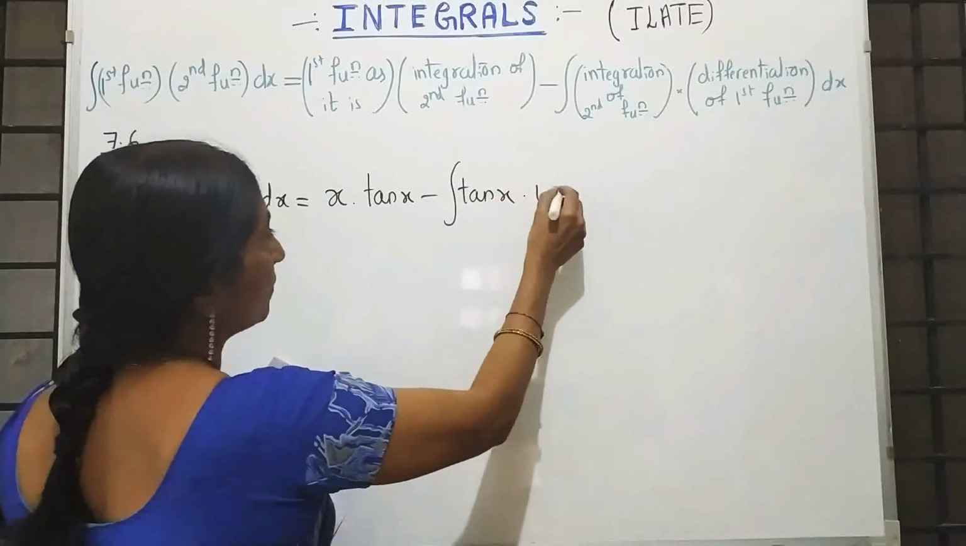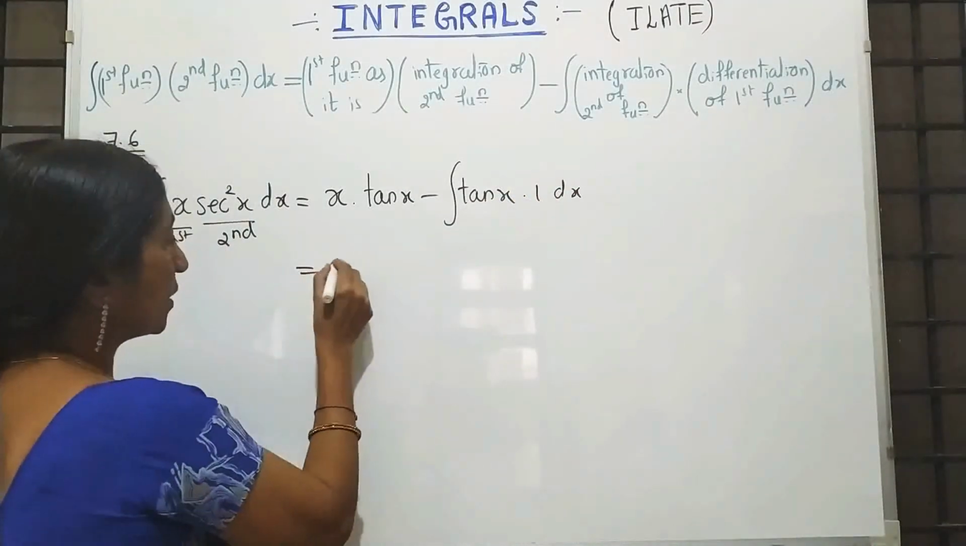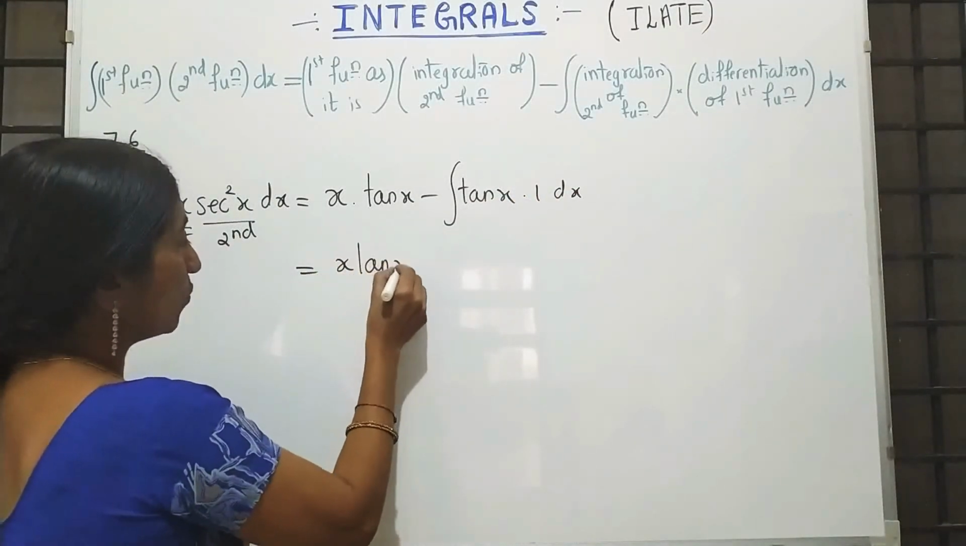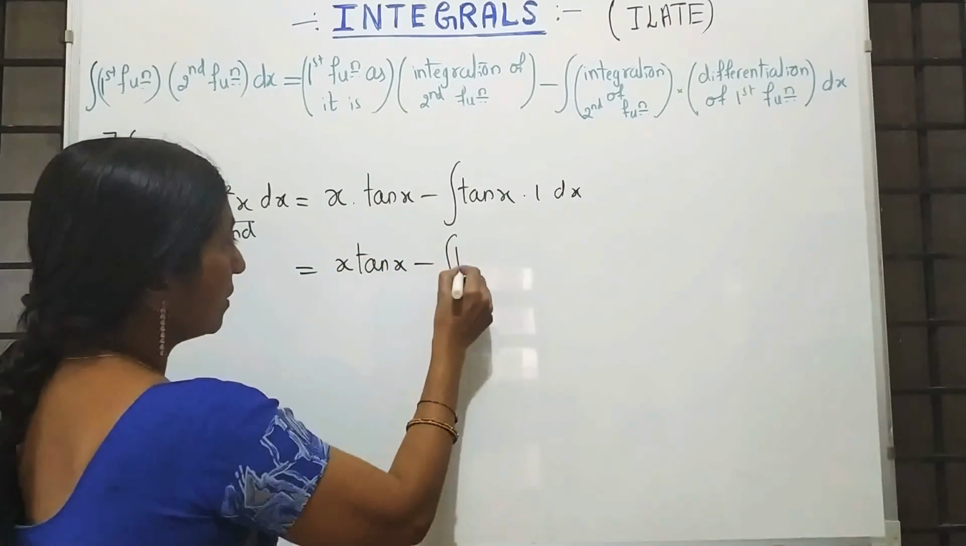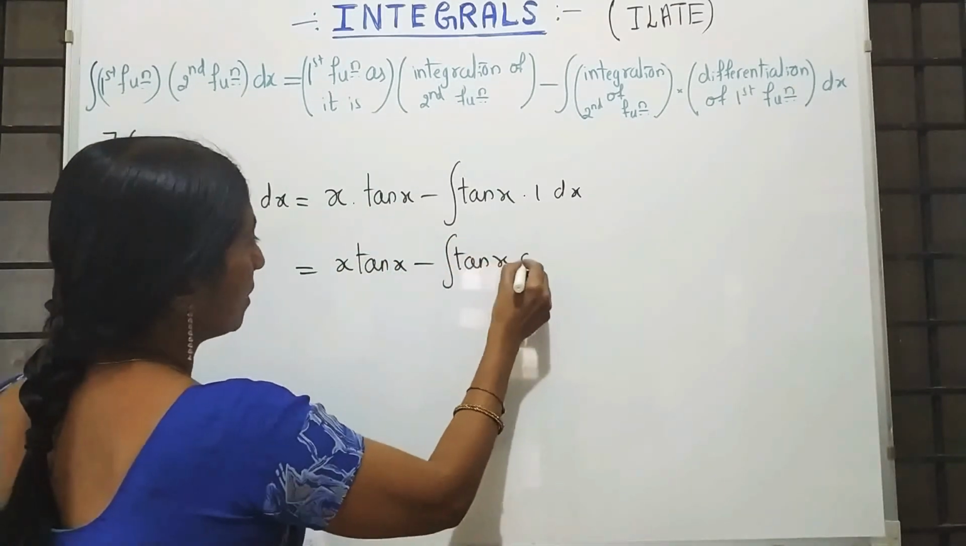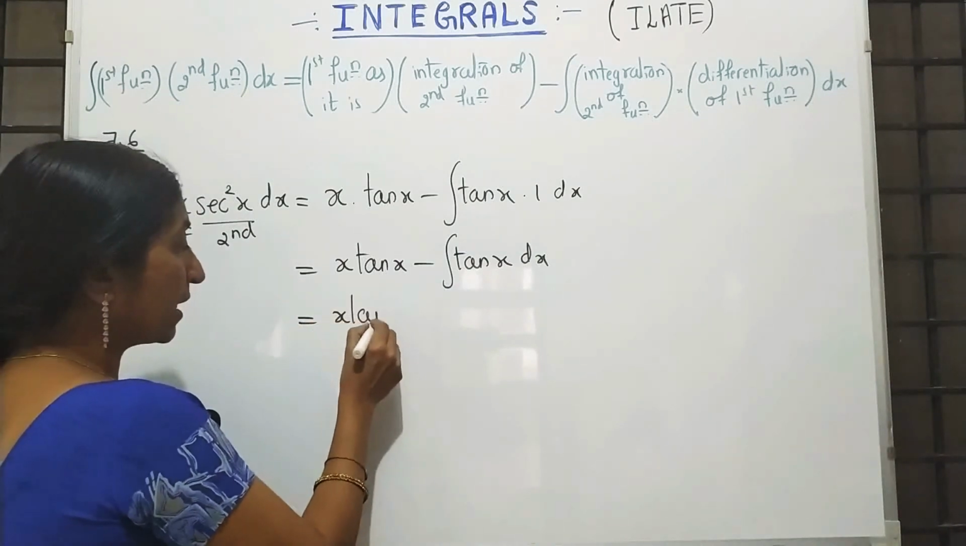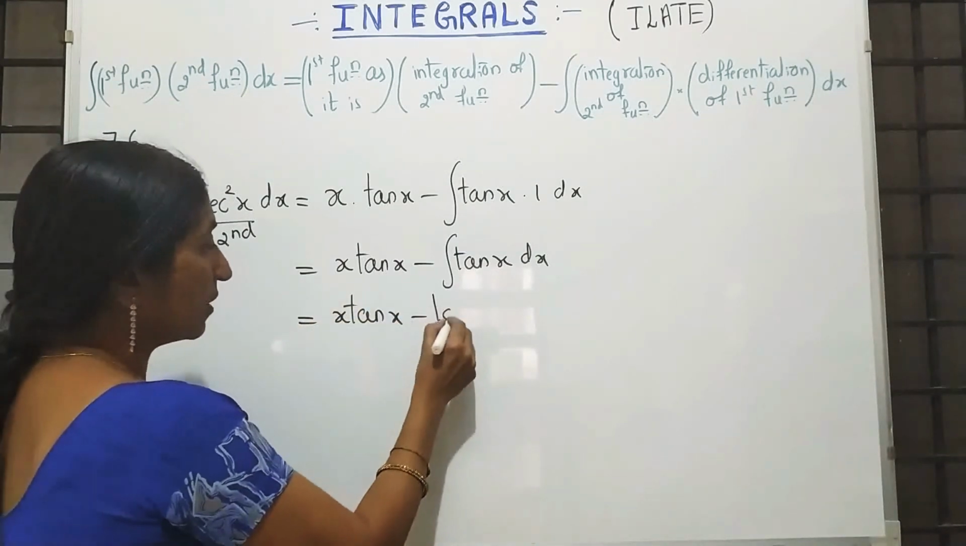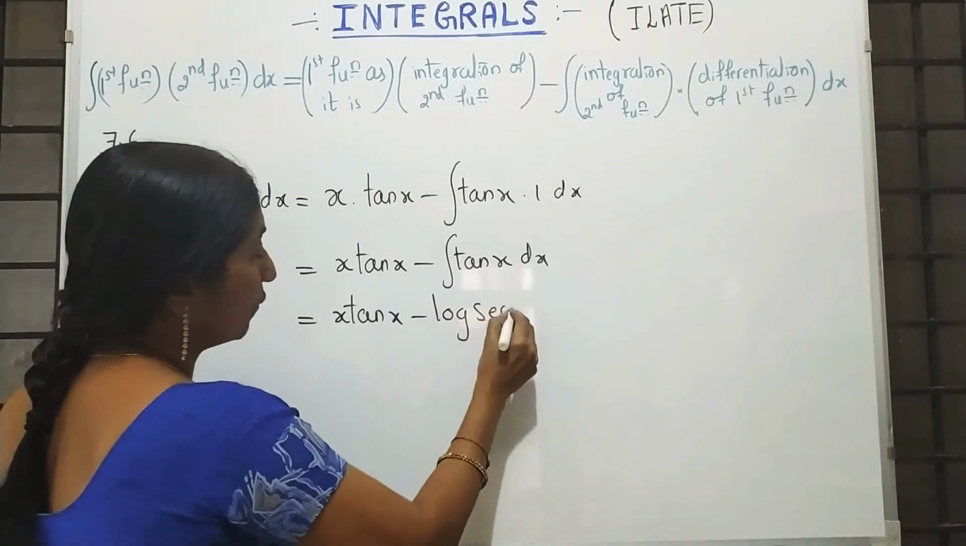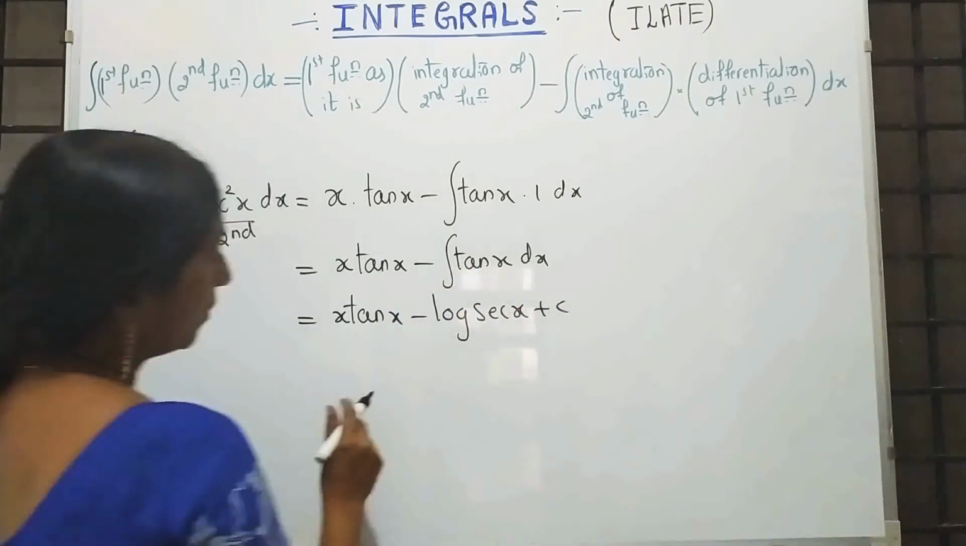Minus integration of tan x into differentiation of the first function, that is x, which is 1. So what is remaining? x into tan x minus integration of tan x is remaining. Have you remembered the formula for integration of tan x? Yes, it is log of secant x plus c, to the base e.